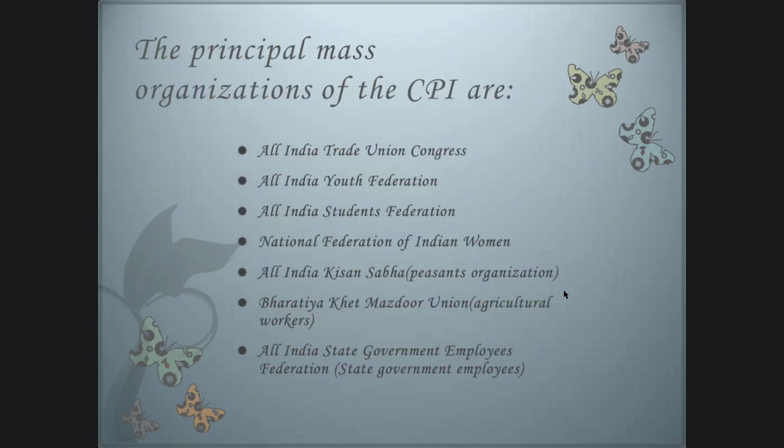The principal mass organizations of the CPI are All India Trade Union Congress, All India Youth Federation, All India Students Federation, National Federation of Indian Women, All India Kisan Sabha, the peasants' organization, Bharatiya Khet Mazdoor Union, the agriculture workers' union, and All India State Government Employees Federation. These are the principal mass organizations of CPI.